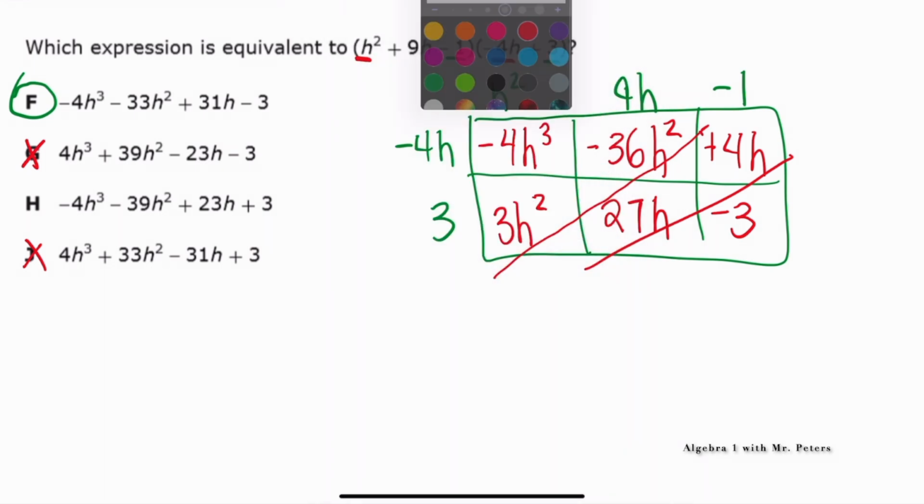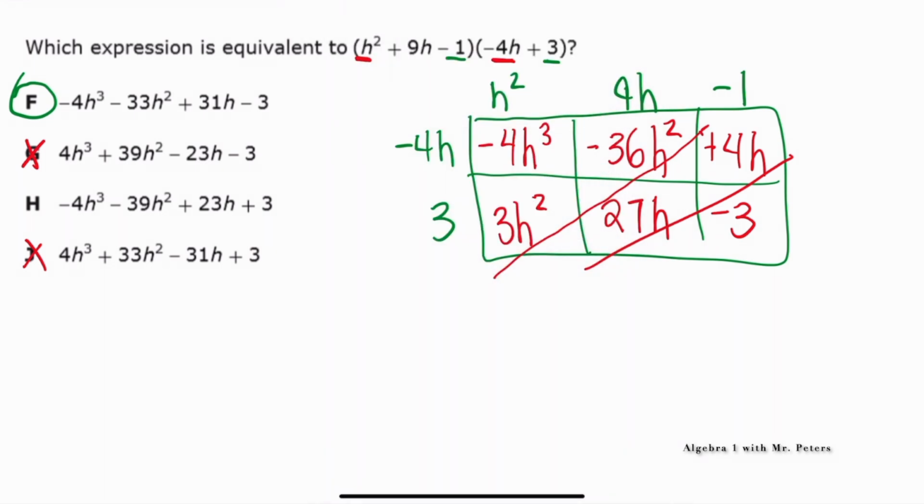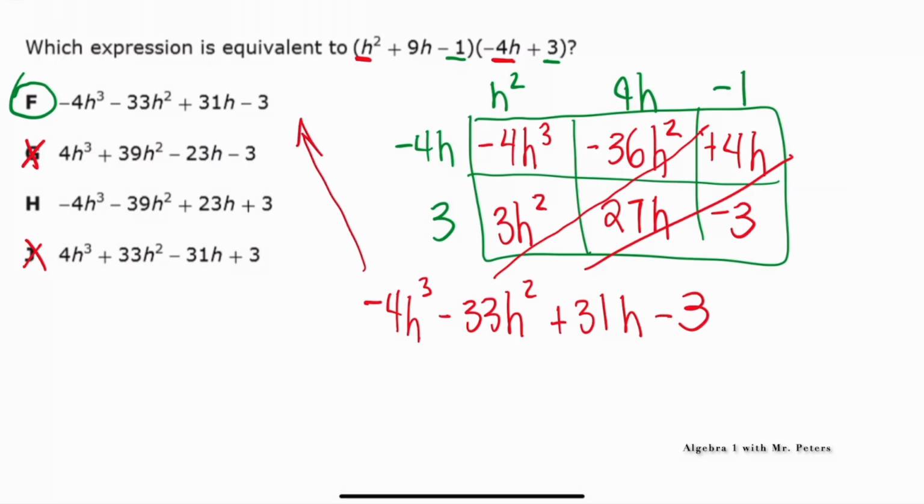So when I write this in standard form, we're going to have negative 4h to the third minus 33h squared plus 31h minus 3. Same answer. So those are two ways we could have solved this polynomial expression by multiplying.